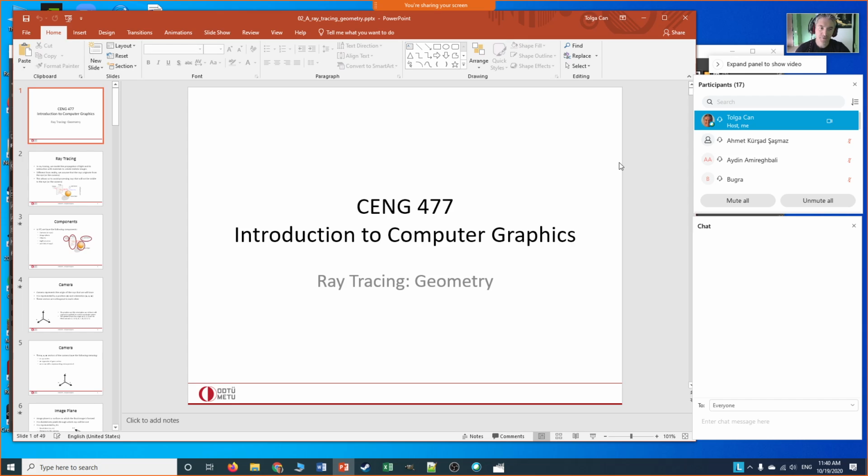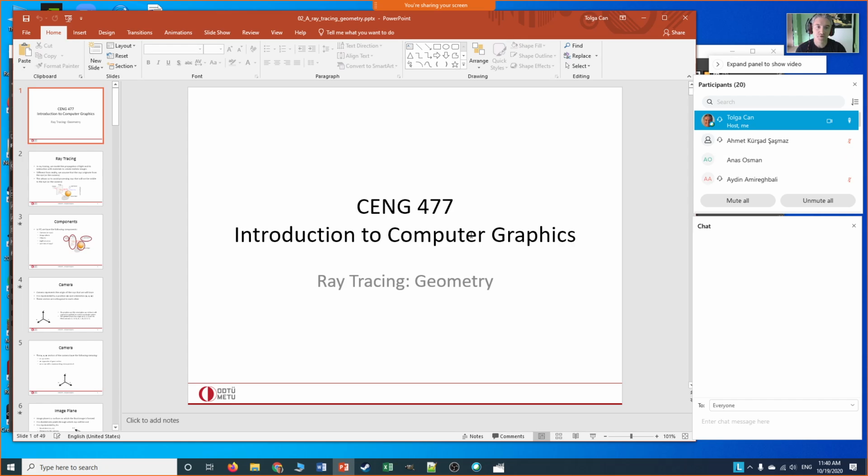So today we are going to start our first algorithm on ray tracing, and we're going to first look at its geometry. And I'm going to describe the basic algorithm. It's a really simple algorithm, but we will be able to generate very nice looking images with it. And you're also going to understand why it is very time consuming to generate images using ray tracing.